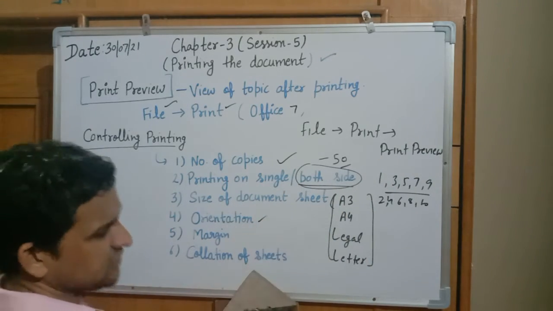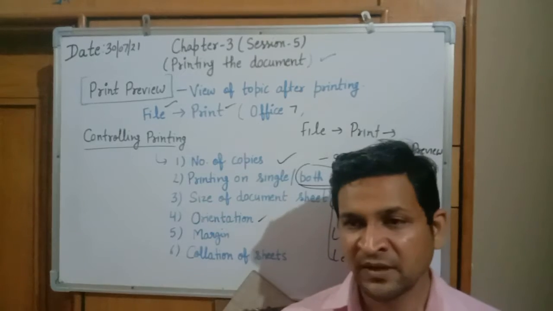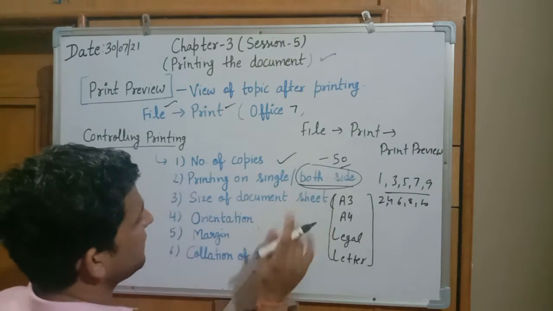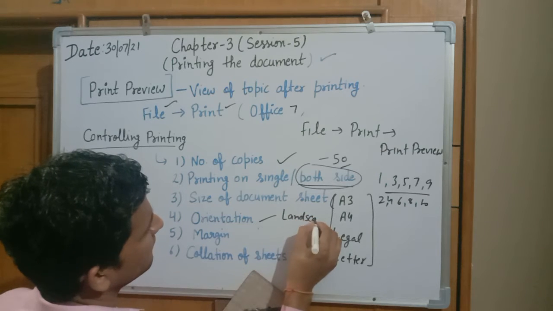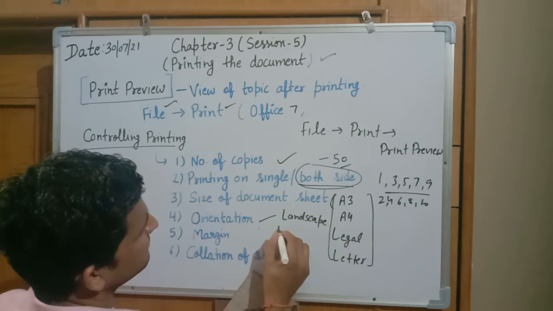Fourth point, orientation. Orientation means the output of the paper will be displayed in landscape form. One is landscape and the second is portrait form.